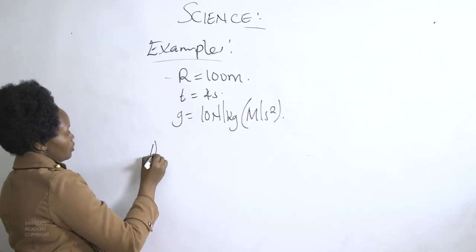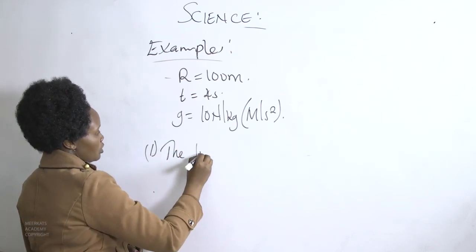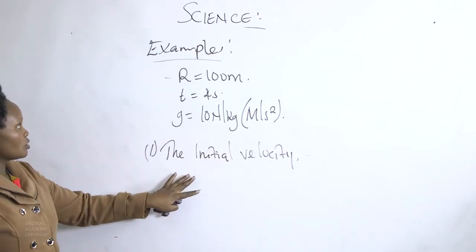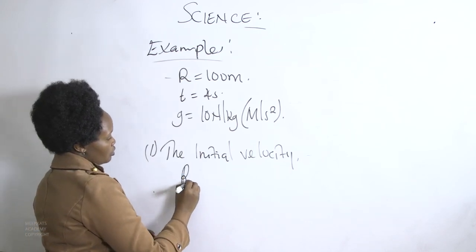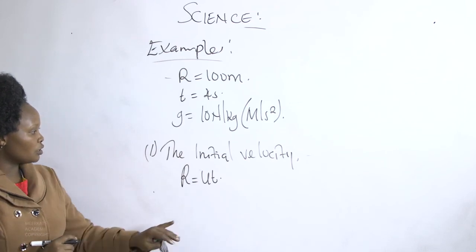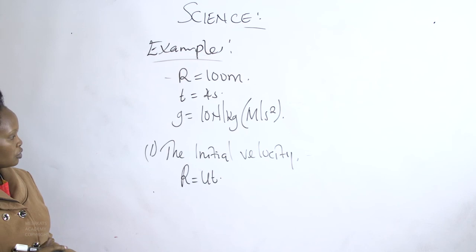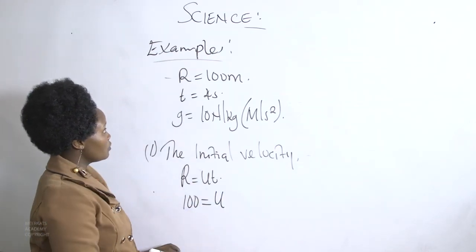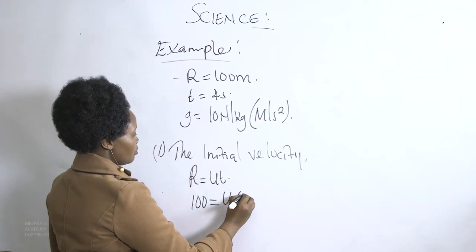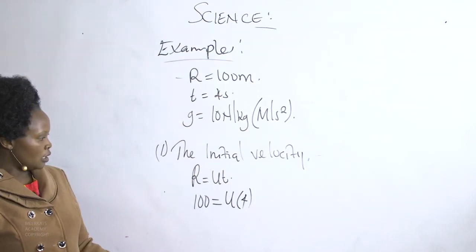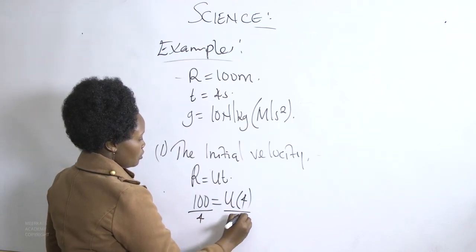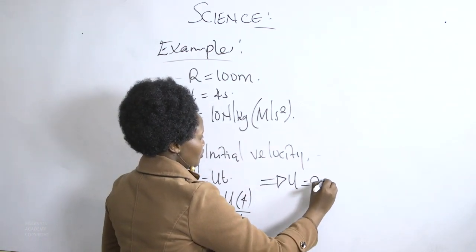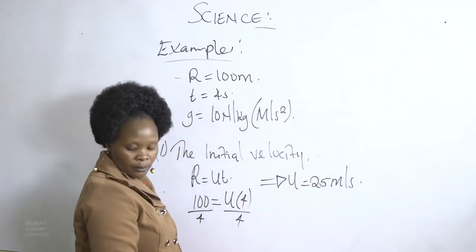So number 1, you are required to get the initial velocity. From the equation of the range, the product of the initial velocity and the time taken gives us the range. Here, we have been given the range as 100, so we take it to be the product of the initial velocity which we want to look for, and the time, which is 4 seconds. We divide by 4 both sides, so that our initial velocity is 25 meters per second.